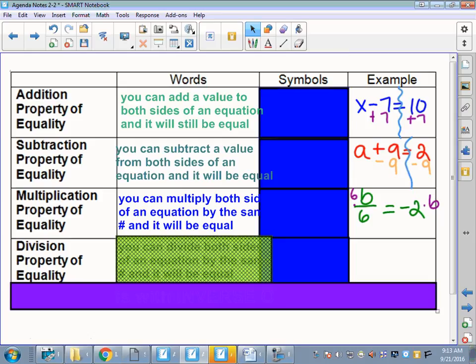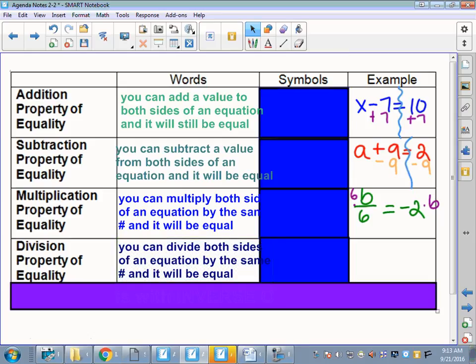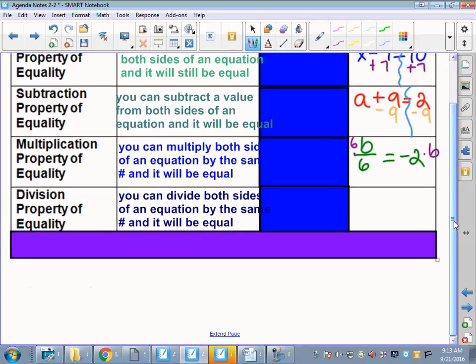And last but not least, the division property. You can divide both sides of an equation by the same number. So if I've got something like 9k equals -27, in order to solve that, we would divide by 9.